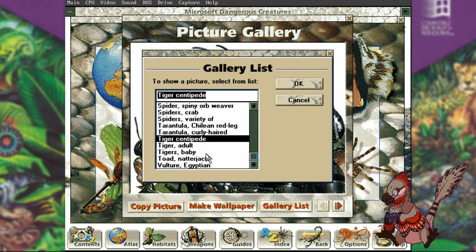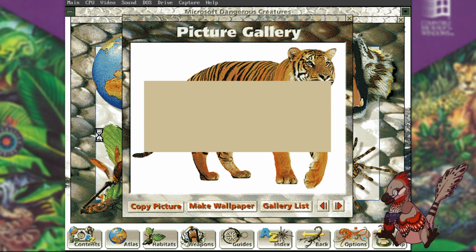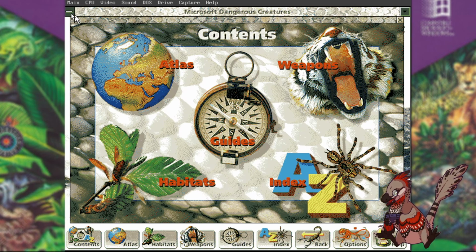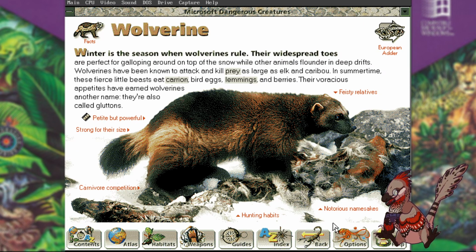Let's see if there's anything. Wow. How about an adult tiger? There you go. And I can make this my wallpaper. And now, oh, sorry, I have to close this first. And if we now minimize our window, here we go. Now we have the tiger as a wallpaper. I think more programs should allow you to set random things from themselves as wallpapers.